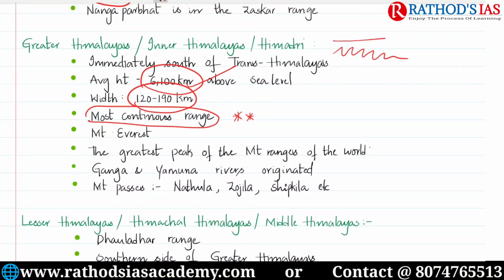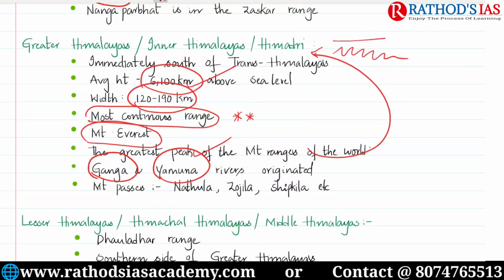That is Greater Himalayas. And even if you see Mount Everest, which is located in this Greater Himalayas, almost the greatest peaks of the mountain ranges of the world are present in this Greater Himalayas. And this Greater Himalayas is also very important because a number of perennial rivers, the Himalayan rivers, originate from this Greater Himalayas. For example, you can talk about river Ganga, river Yamuna, etc. And we can also see the important mountain passes like Nathula Pass, Jojila Pass, Shipkila Pass in this Greater Himalayas.